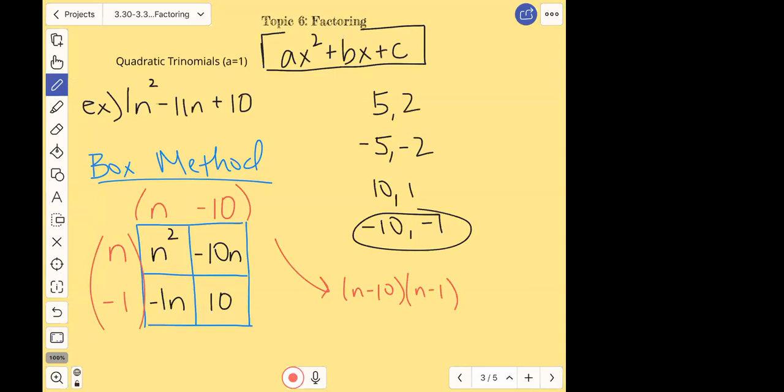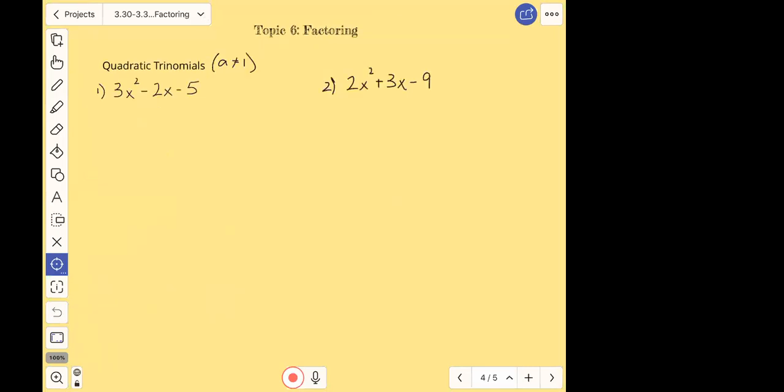It's a little bit of overkill when A is already 1, but it works out really well when A is greater than 1, which is what we're going to go into next. All right, so I have 2 examples here, and we'll do the box method for them.